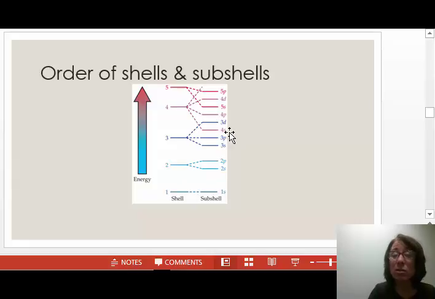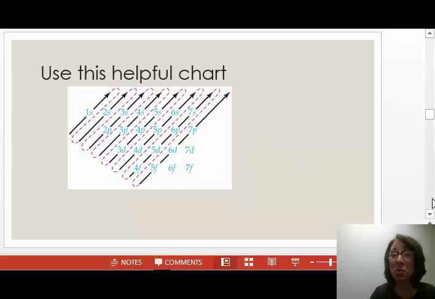However, the 4s is lower in energy than the 3d. So even though 3s is lower in energy than the 3p, which is lower in energy than the 3d, the 4s is in between two of the third shell's subshells. How do you keep track of the ordering of the shells and the subshells? Use this helpful chart.